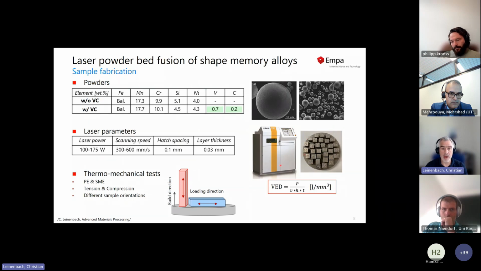We have done LPBF experiments on our machine, and to our surprise, we quickly had a set of parameters that allowed us to fabricate dense, defect-free parts. And then afterwards, we had a look into the microstructures, but also the thermomechanical properties, pseudoelasticity, shape memory effect, and different other properties. As everyone does in additive manufacturing, we look also for an effect of the build direction. So we also fabricated parts in different directions.